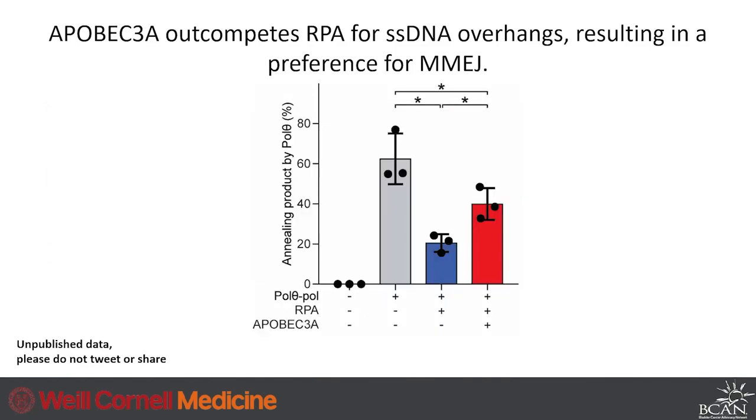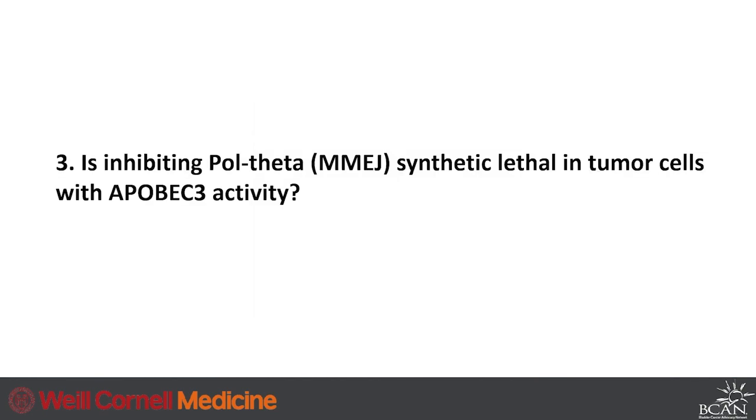So here is the quantification outcome. That data indicated that the competition between the APOBEC3A and the RPA for the single-stranded DNA overhangs on the two ends results in annealing of the microhomologous sequences and promotes preferential MMEJ repair. So right now we know the MMEJ repair is the downstream double-stranded DNA break repair mechanism for the lethal damage caused by the APOBEC3A.